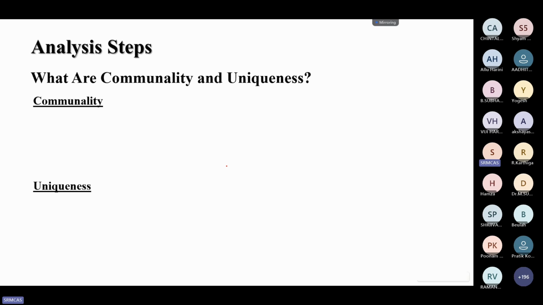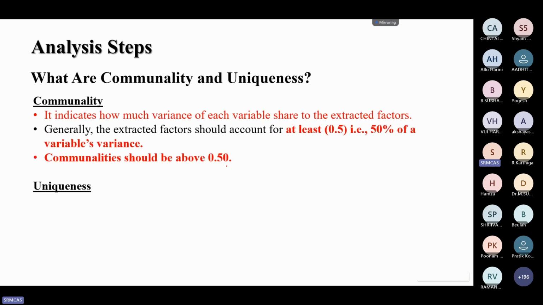So what are communality and uniqueness? Communality is how much variance of each variable is shared with the extracted factors. Generally, the extracted factors should account for at least 0.5, that is 50%, of a variable's variance. Communality is just the variance of each variable shared with the extracted factors, and it should be above 0.5, that is 50%.